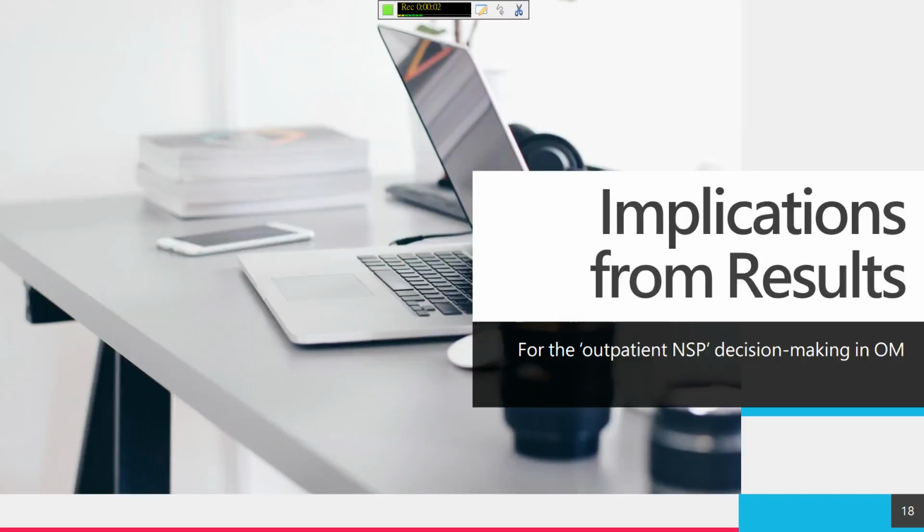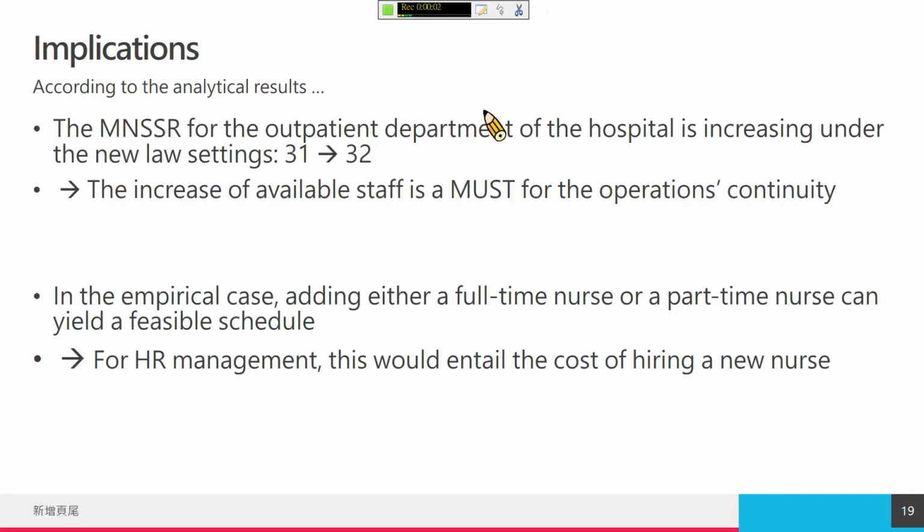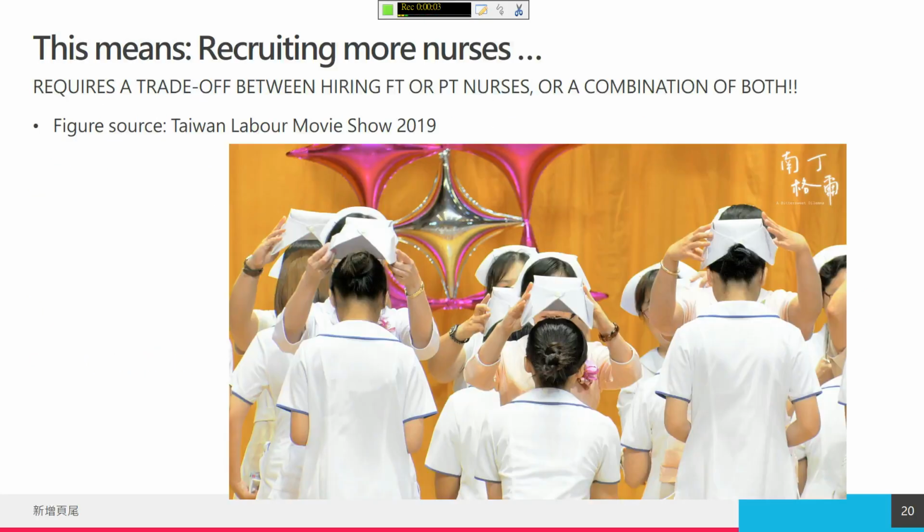Now let's see the implications from the results for the decision-making of outpatient nurse scheduling in operational management. The result can at least mean two things. First, the increase in available staff is a must for operations continuity under the new law. This is evident when using the extended LOSRA method to know the MNSSR under the new decision context. Second, the policy to add a full-time nurse and the other policy to add a part-time nurse are both feasible, but these two policies lead to different costs for human resource management. So, a trade-off between full-time and part-time nurses is required when recruiting more nurses to fit the new labor law.